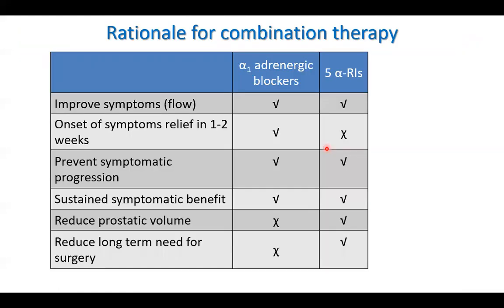So again, as you can see, these are our objectives when we want to start these drugs. If you look at them individually, for improvement of symptoms, both of them are doing this. Onset of symptom relief in 1 to 2 weeks happens with alpha-1 adrenergic blockers, not with the 5-alpha reductase inhibitors. It takes around 6 months to see some benefit with those. Symptomatic progression, yes, both of them take care of symptoms.